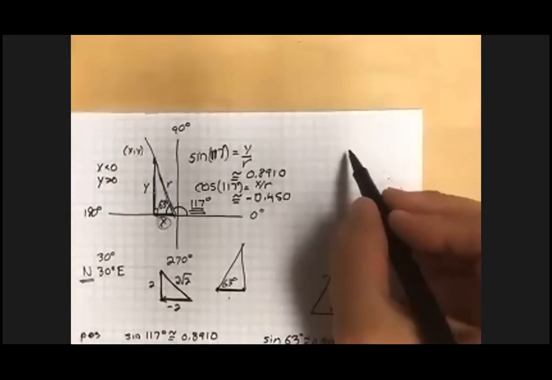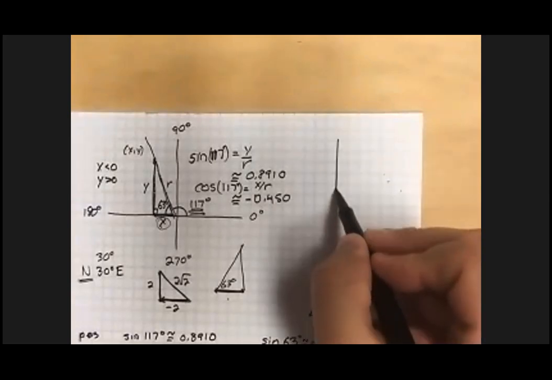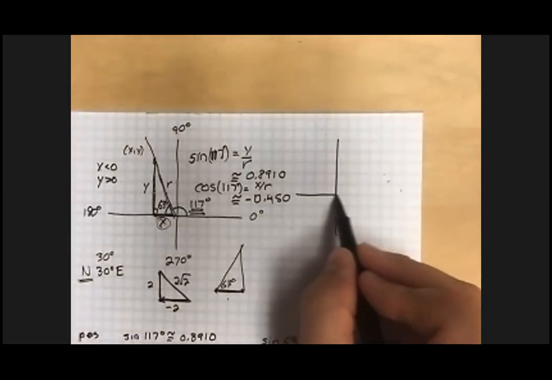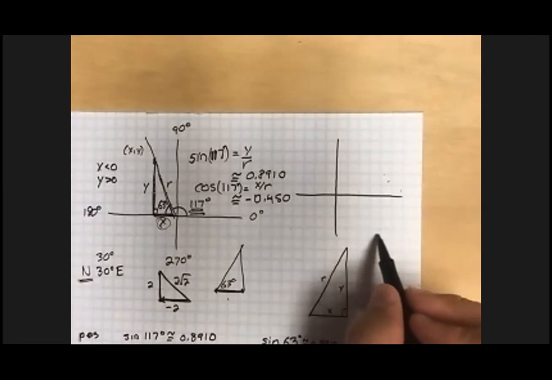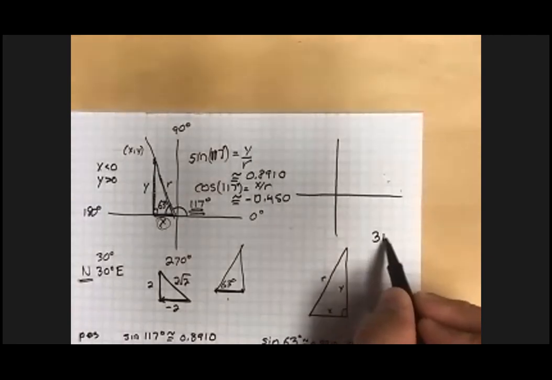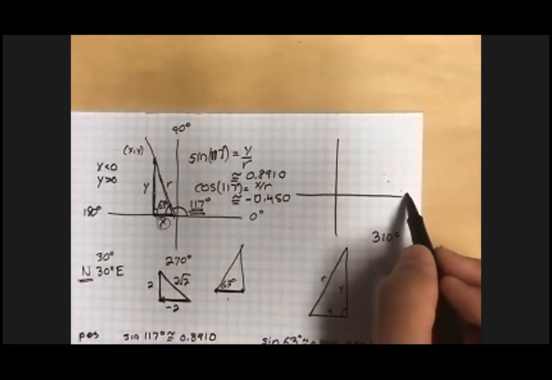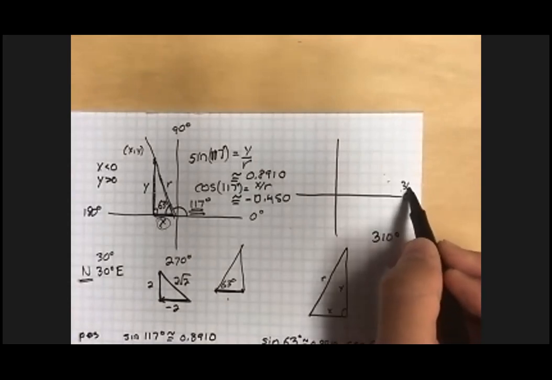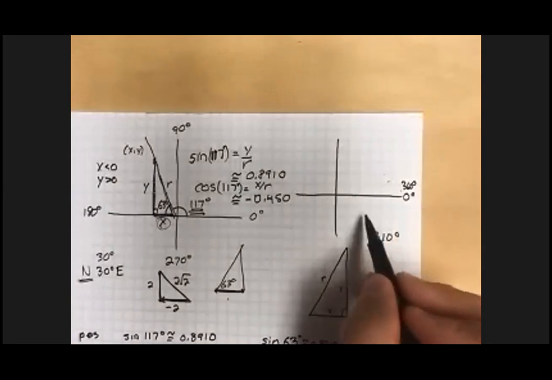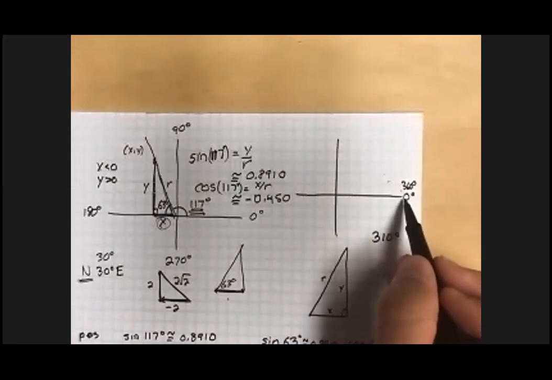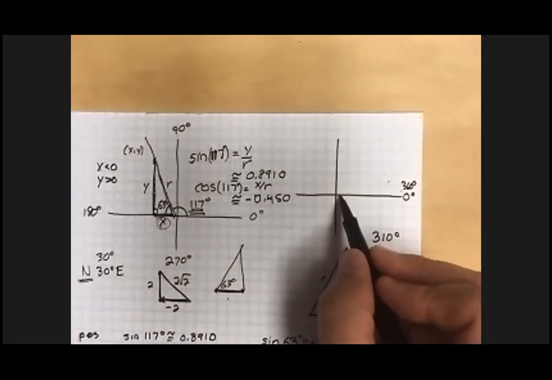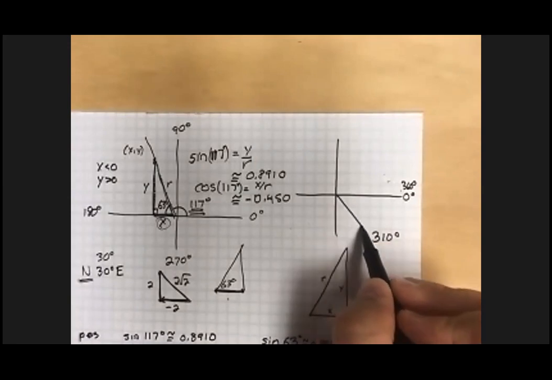One more example, because time's up, we got to go. Let's talk about the angle, 310 degrees. Now, where is that? This is 0, but it's also 360. So 310 degrees is 50 short of 360. So 310 degrees is about like this.